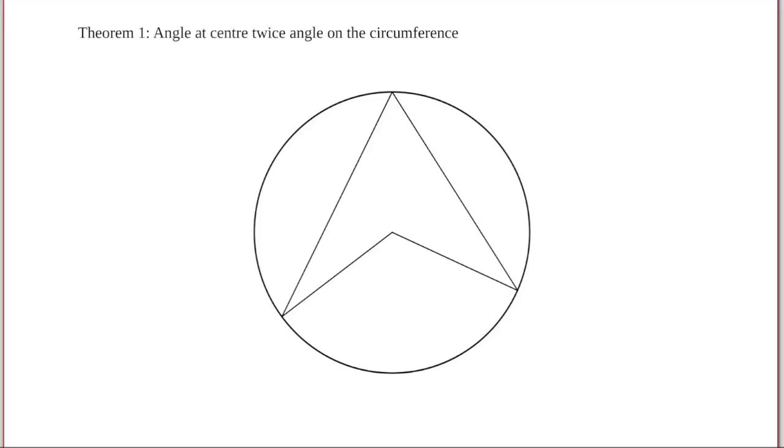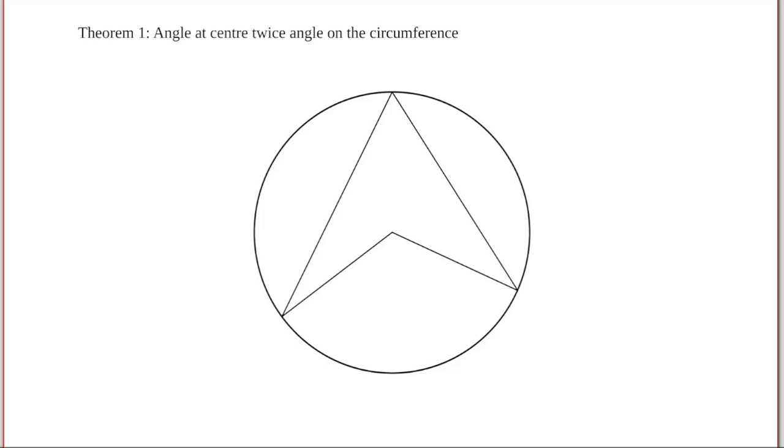Welcome once again to a series on cyclic geometry. Our first theorem is that the angle at the center is twice the angle on the circumference. Now, what do we mean by angle at the center?